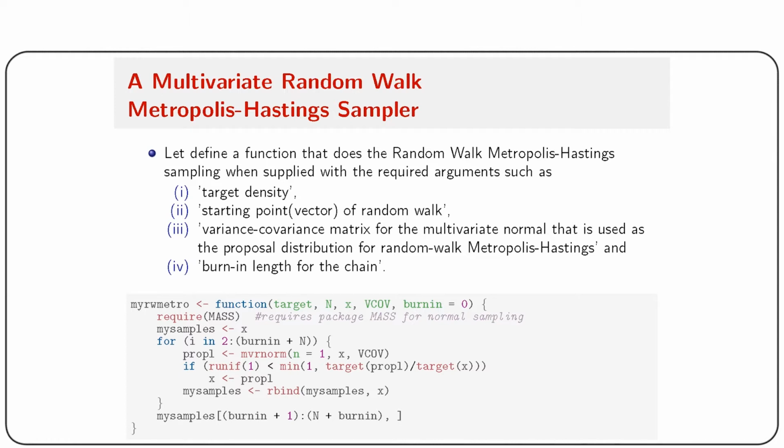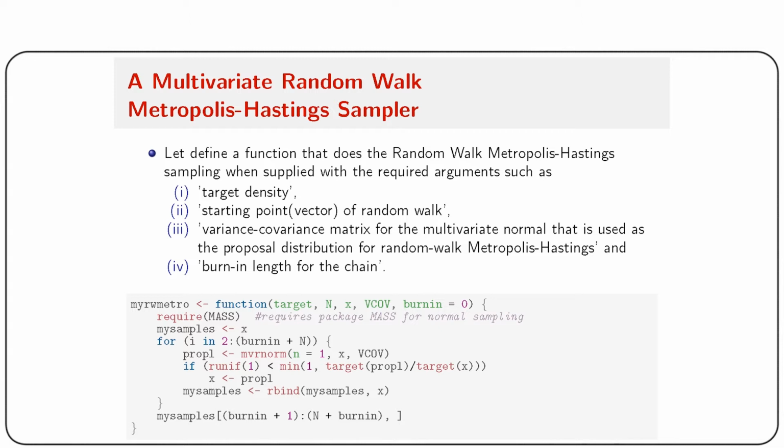So these are the few arguments that will be passed to a function, and then the function will generate a multivariate random walk proposal. Here I'm defining the function rwmetro with arguments target, n, x, variance covariance matrix, then burn-in, and by default I'm setting 0 burn-in, and the required package is MASS. Then my samples equal x, then I'm using a for loop, and here I'm putting the burn-in argument, so it will run from 2 to burn-in plus n.